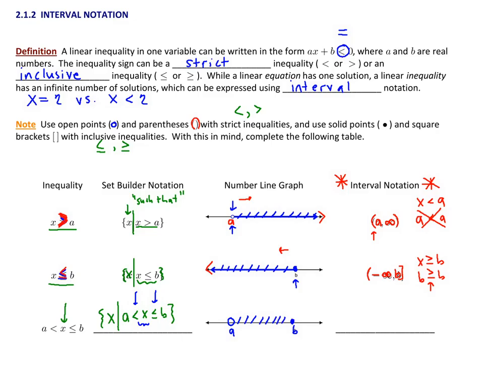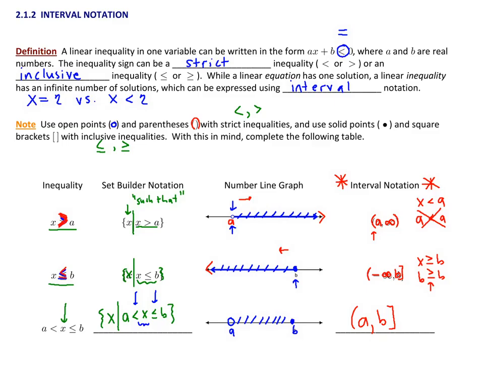In interval notation, we're going to condense this down into two pieces of information, the leftmost value and the rightmost value. So the leftmost value on our graph is a. It corresponds to an open point or the strict inequality, so we'll use a parenthesis there. And then the rightmost value is b. It corresponds to a solid point or an inclusive inequality, so we'll indicate that with the square bracket. So this solution set does not include a as one of the answers, but it does include b.